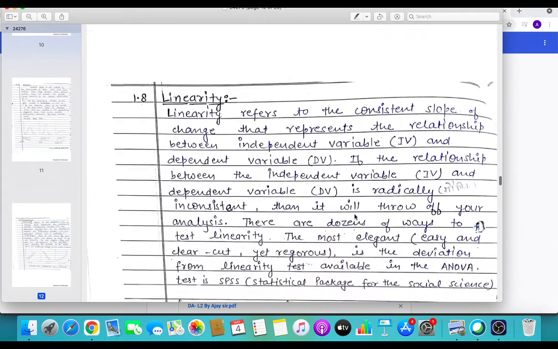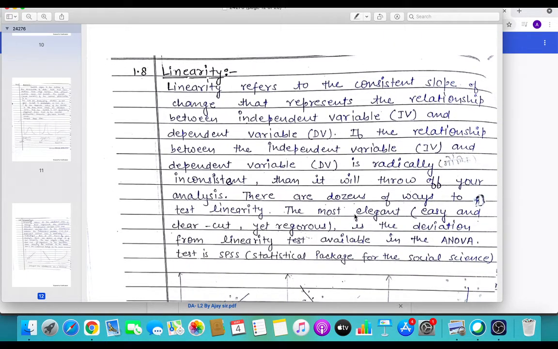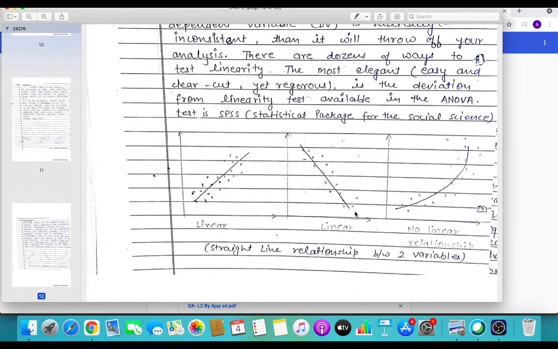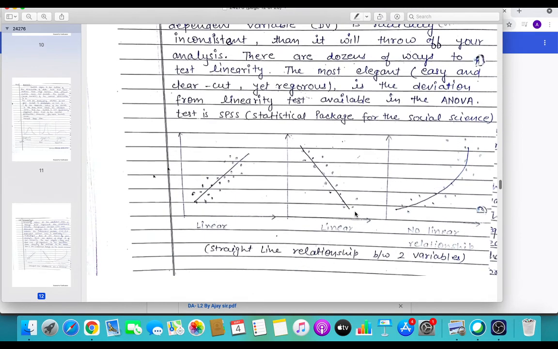Now linearity. Linearity refers to the consistent slope of change, and that represents the relationship between the independent variable and the dependent variable. If the relationship between the independent variable and the dependent variable is radically inconsistent, then it will throw off your analysis. There are dozens of ways to test linearity. The most elegant is the deviation from linearity test available in the ANOVA test, right? You can see diagrams. Linear, right? Non-linear curves are there. You can see all of them.